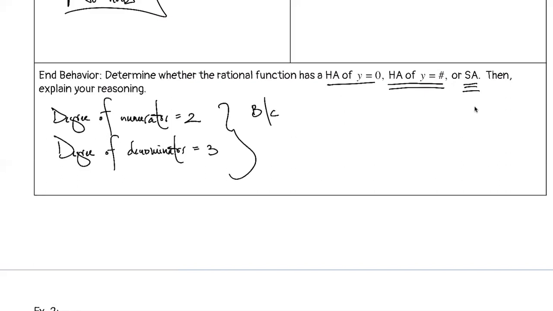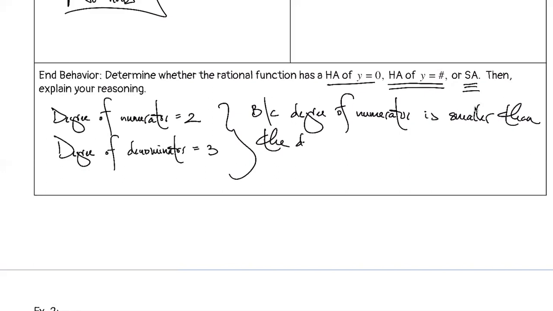So because the degree of the numerator is smaller than the degree of the denominator, what conclusion can we draw from that? Yeah, that we have a horizontal asymptote at y equals 0. Okay.